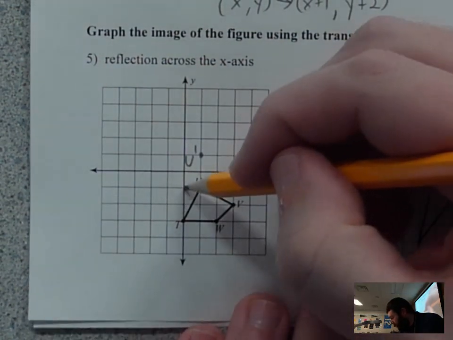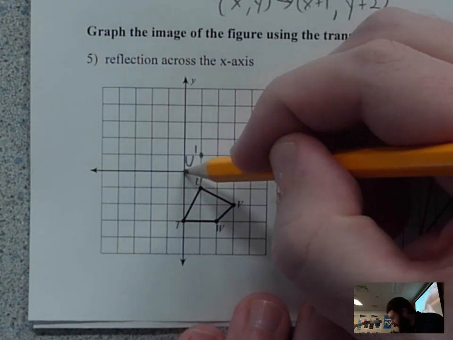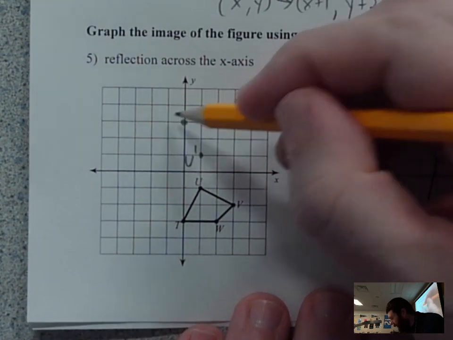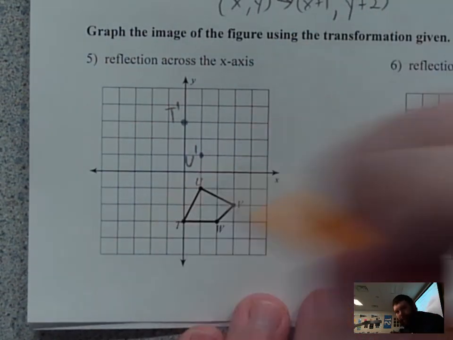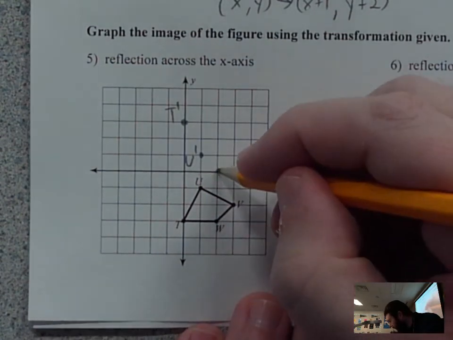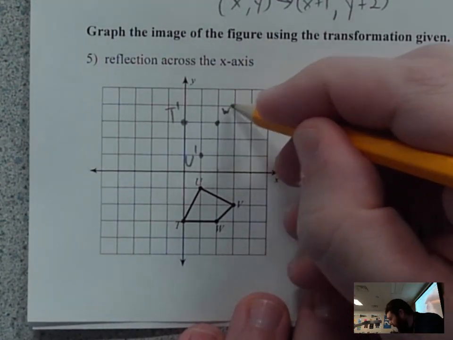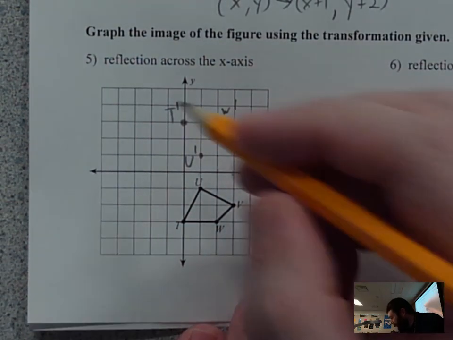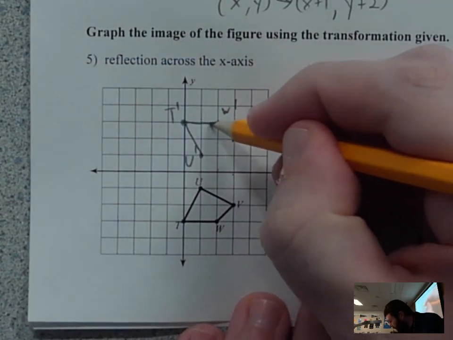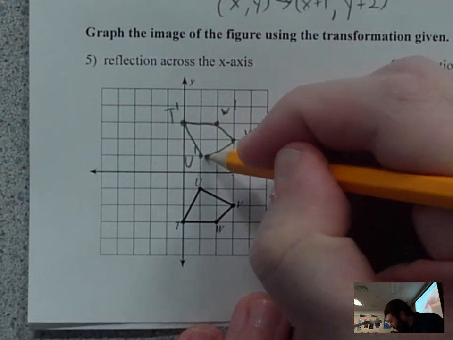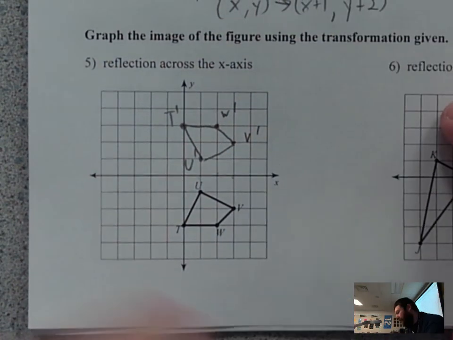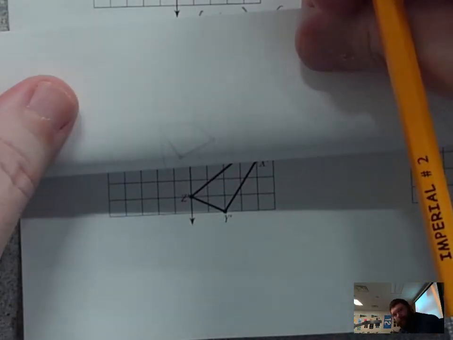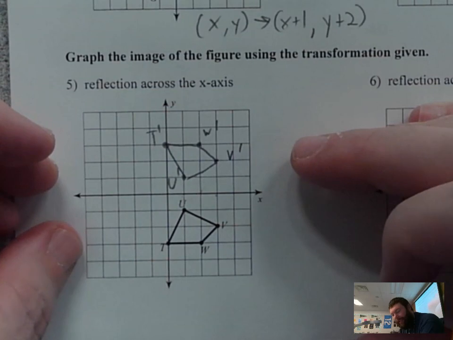This T is 1, 2, 3 steps away from the x-axis, so its reflection will look like it's 1, 2, 3 steps past it if you're looking at a mirror. This W is 3 steps away, so its reflection is going to be 3 steps past it. This V is 2 steps away, so its reflection is going to be 2 steps past it. If I look at the shape, it's the same shape, but it's flipped, like if I flipped it over the line. If I actually folded this paper, it would flip onto that shape right there. That's all it is.